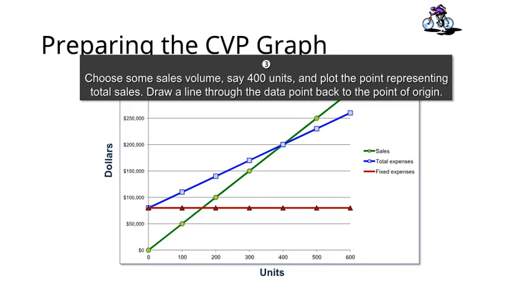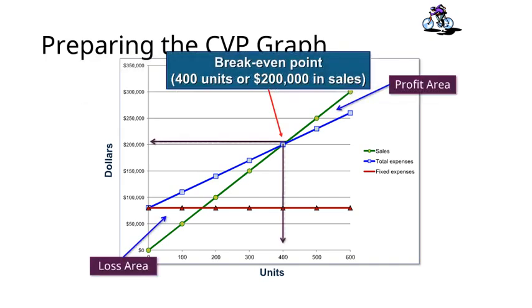Finally, choose some sales volume, for example, 100 units, and plot the point representing total sales dollars at the chosen activity level. Draw a line through the data point back to the origin. Part 1, the break-even point, is where the total revenue and total expenses lines intersect. In the case of Racing Bicycle, break-even is 400 bikes sold, or sales revenue of $200,000. Part 2, the profit or loss at any given sales level, is measured by the vertical distance between the total revenue and the total expenses lines.